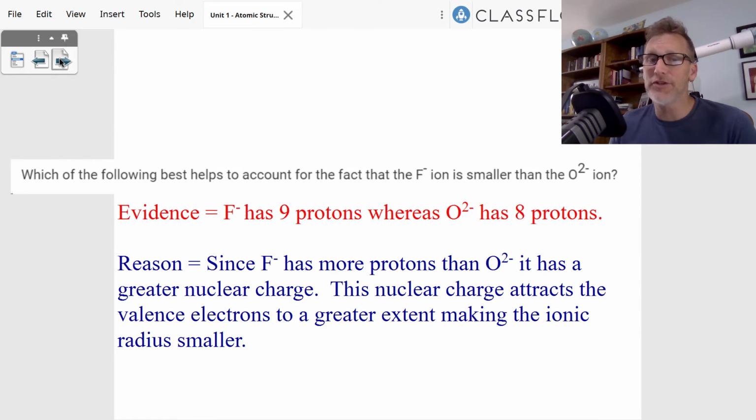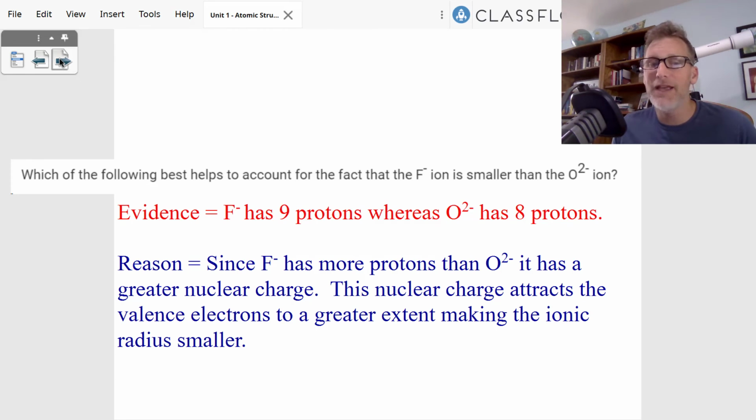Okay, let me give you another example. Here we're looking at the fluoride ion. Why is the fluoride ion smaller than the oxide ion? Okay, so fluoride has a -1 charge, oxide has a -2 charge. Well, they have the same number of electrons. The electrons are in the same principal quantum energy level. So let's look at the number of protons. Fluoride has 9 protons, whereas oxide has 8 protons.